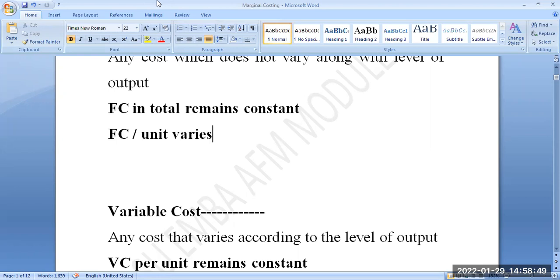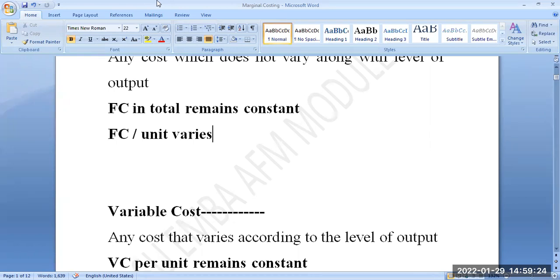Fixed cost remains constant irrespective of the volume of output. So the larger undertakings, larger units, will have more orders to produce. So they will operate at their fullest capacity. If they operate at fullest capacity, the per unit cost in terms of fixed cost will reduce. So they will be able to sell the product for a lesser price than other medium-sized units or small-sized units. Okay, so this is called economy of scale.